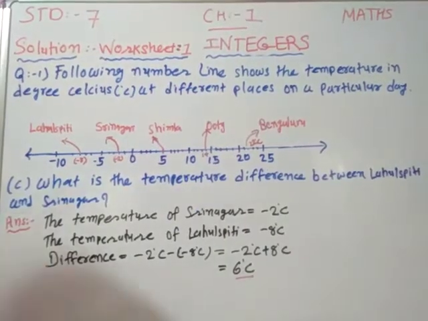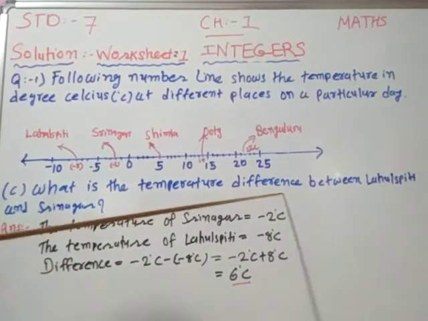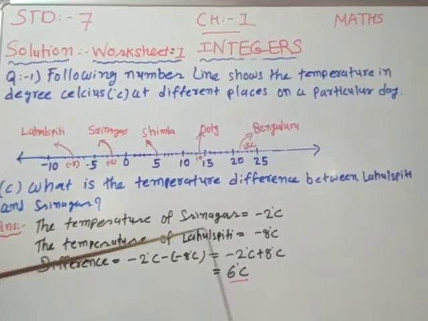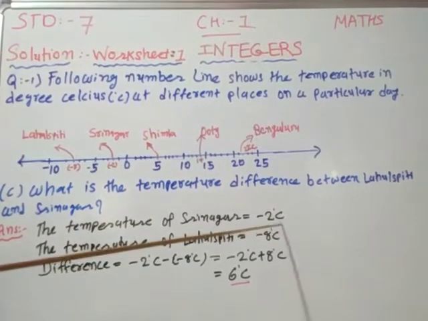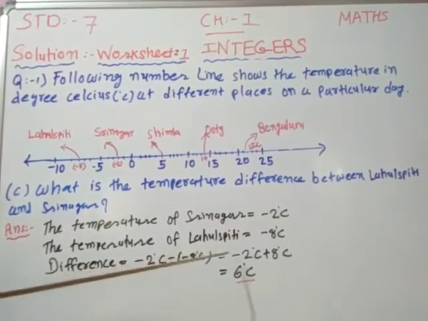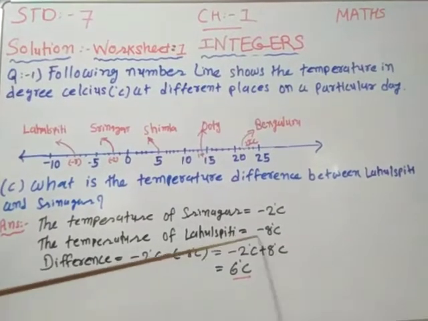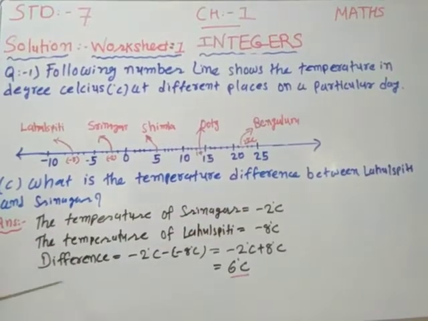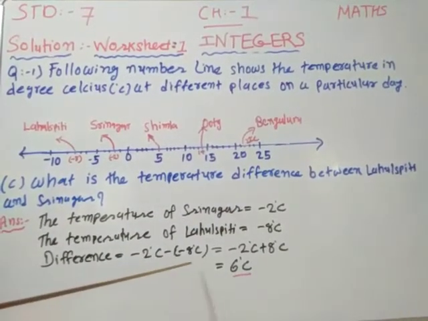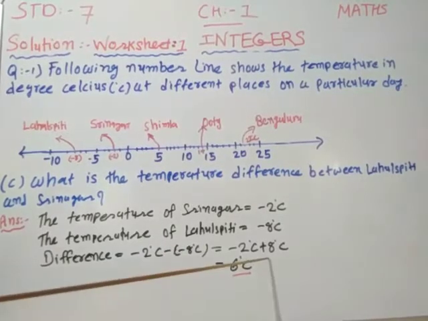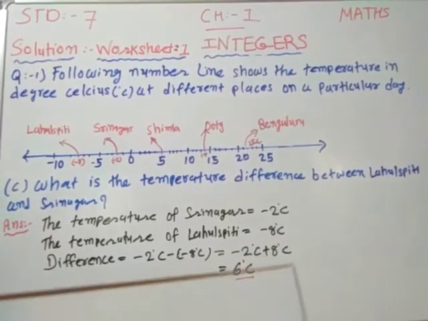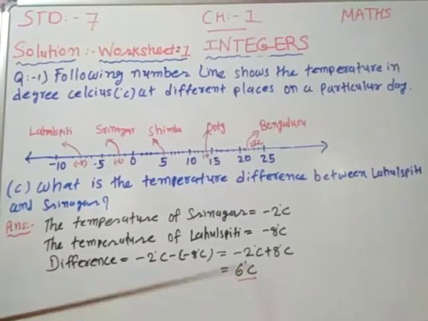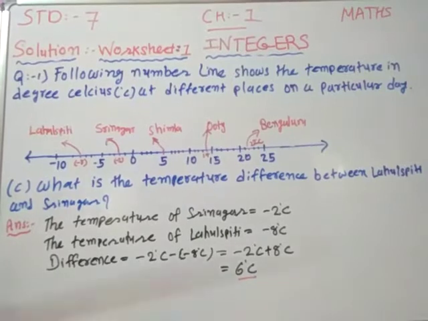Now in question 1, part C: what is the temperature difference between Lahul Spiti and Srinagar? First, the temperature of Srinagar is equal to -2 degrees Celsius. The temperature of Lahul Spiti is equal to -8 degrees Celsius. Now you have to find the difference between these two. So the difference is equal to -2 minus -8, minus minus becomes plus. So -2 plus 8. Now with opposite signs, the sign of the bigger number is taken. So -2 plus 8 is equal to 6 degrees Celsius.